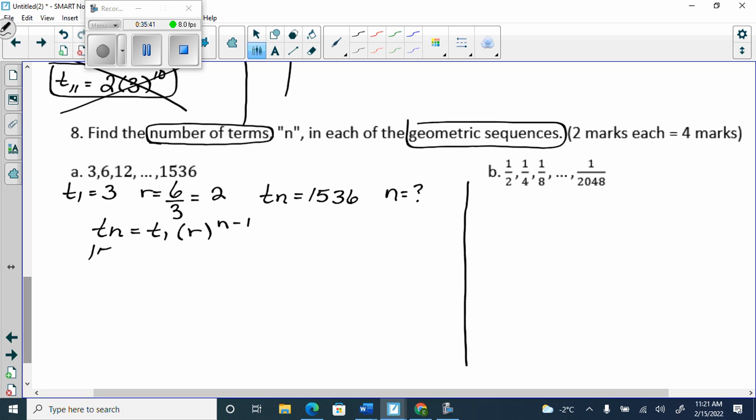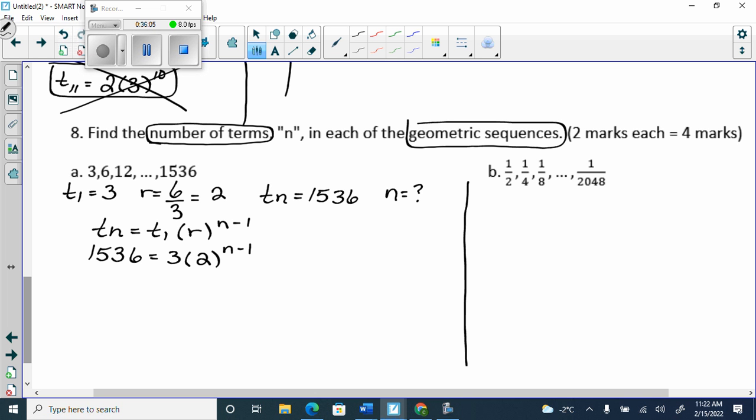Tn is 1536, T1 is 3, R is 2, n minus 1. What's the first thing I do when I'm solving for n on geometric every single time? What do I do next? Divide by 3. I do not write 6 to the n minus 1. I do not do that. If you go 6 to the n minus 1, you're just done. I don't even mark the rest of it because you're going to be wrong.